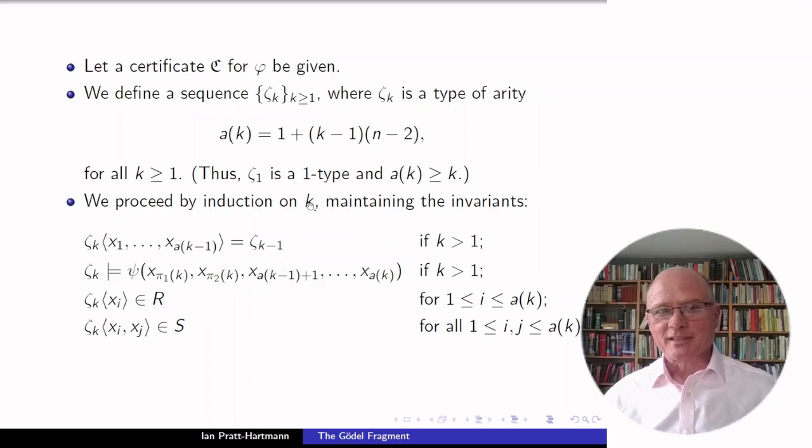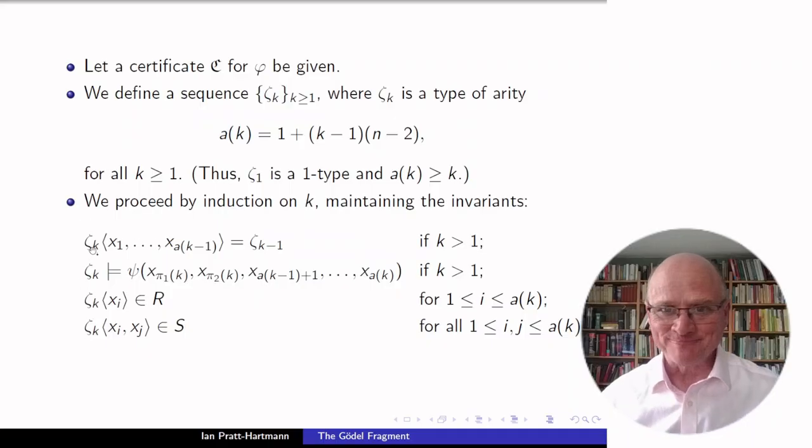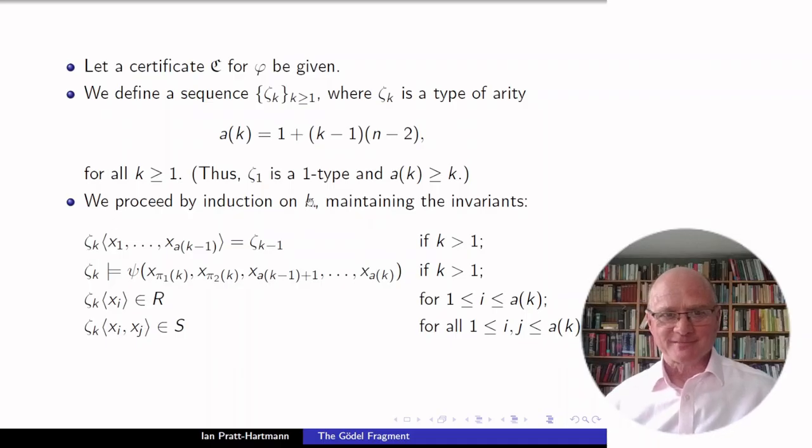Okay, now, again, I haven't told you what the zetas are, but I'm going to. Now, when I define them, I will make sure to maintain these invariants. So for all k, when I define my types, I will make sure that these invariants hold. And I'll just go through the invariants quickly. Details are hard to keep in mind, but you need to get an idea of what's going on here. So the first invariant says that if k is greater than 1, then zeta k extends zeta k minus 1.